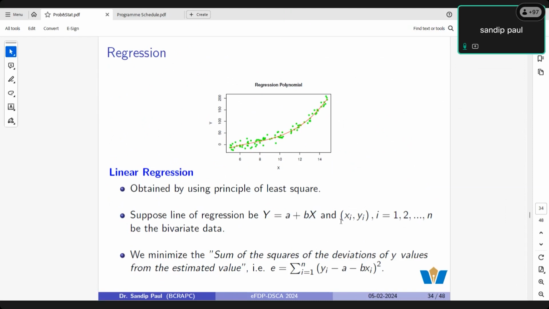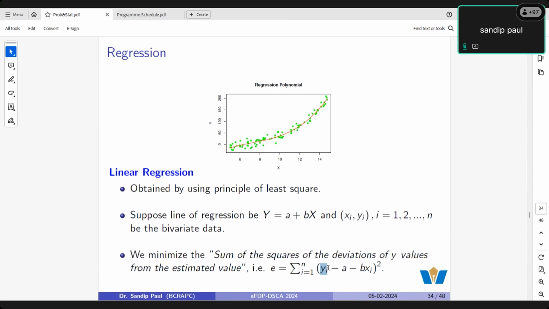The formula for such a curve is obtained through a theorem. It is called the least squares formula. Here we minimize the error between the actual value and the expected value. So it is the sum of the squares of deviations of the y values from the estimated values.